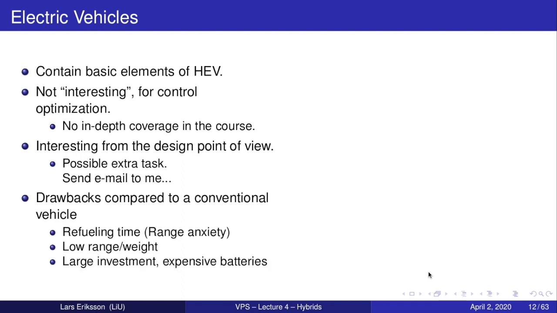If you're interested in doing such an extra task, send me an email and you can get a project specification for it. Some drawbacks compared to conventional vehicle: we have longer refueling time, which leads to range anxiety among many potential buyers. Since you need to spend some time for refueling, you're worried, will the electric energy last all the way until I come to my destination? It has also low range to weight because the batteries are heavy, and it's also a large investment due to that batteries are expensive when we need to have large batteries to cope with a complete driving mission.